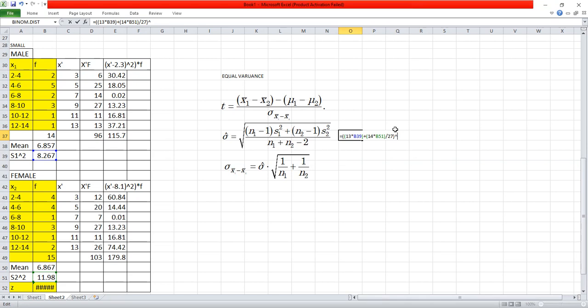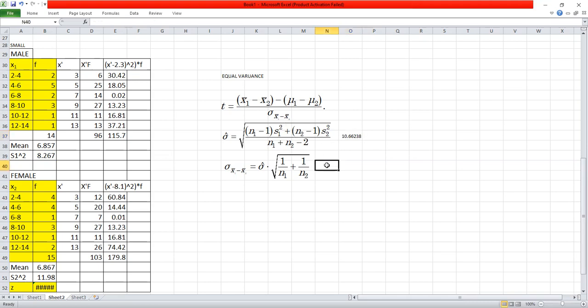Power 0.5. So if you do power 0.5, this is the square root of this. You get this figure here. And here, equality of variances, use this relationship. So this is what you get. Then from here, to get this, you get this.